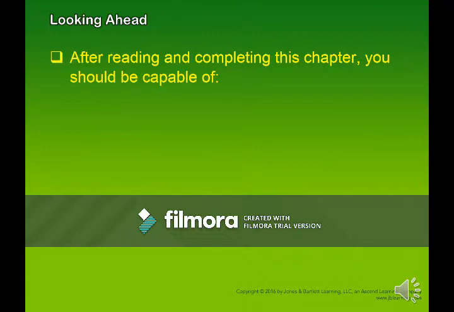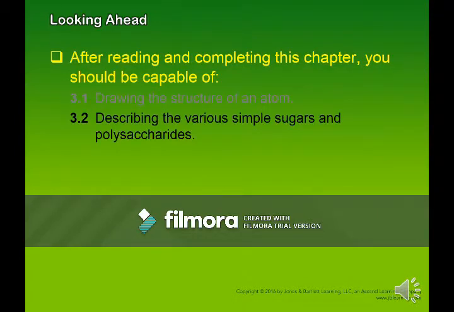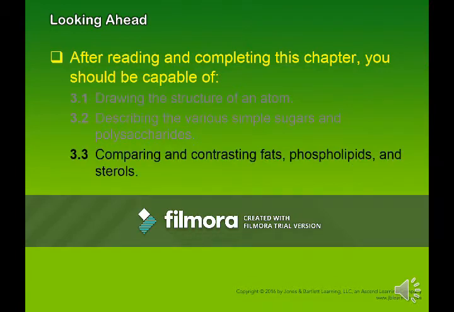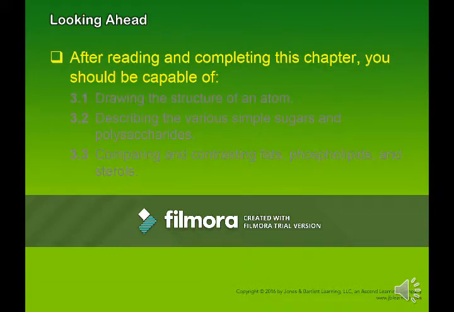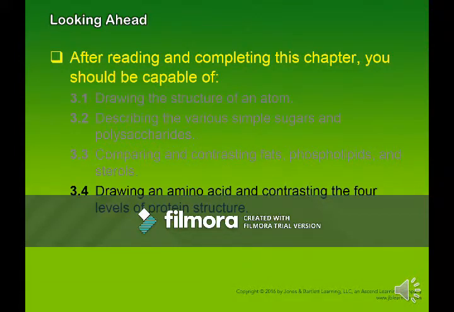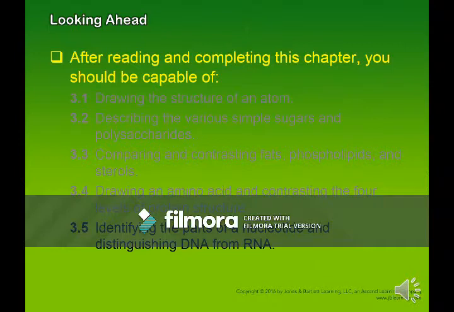After this chapter, we should be able to draw the structure of an atom, describe the various simple sugars and polysaccharides, compare and contrast fats, lipids, phospholipids, and sterols, draw an amino acid and the resulting 4 levels of protein structure, and identify parts of the nucleotide and distinguish between DNA and RNA. That is sort of a lot to summarize in one chapter, but it's what we need to be able to understand all the molecules that are important for microbiology.